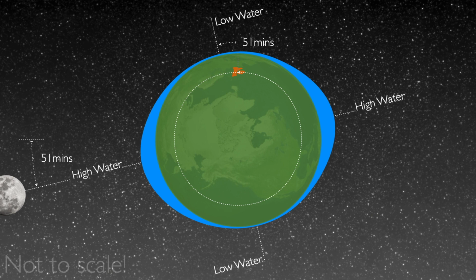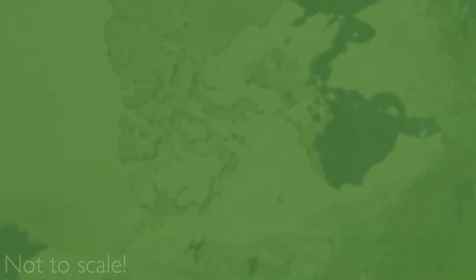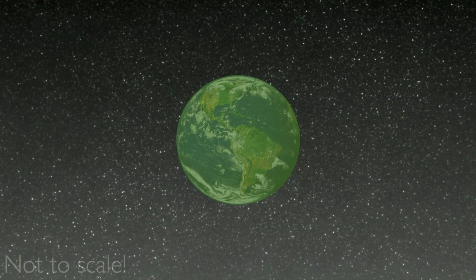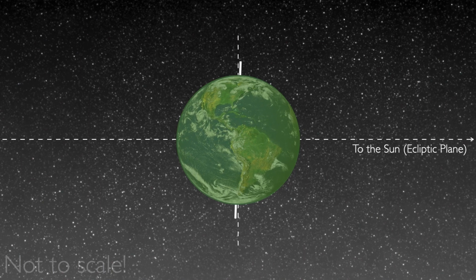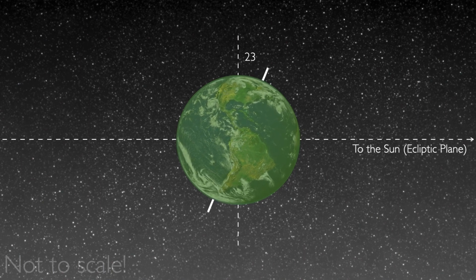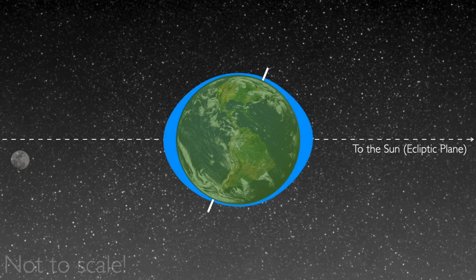Hang on, dual high-low water location. So that must mean some places don't have 2 high and 2 low waters a day. Let's take a look at Earth with a view of the equator. First, the Earth's axis is tilted towards the Sun, so the ecliptic plane is not in line with the equator.